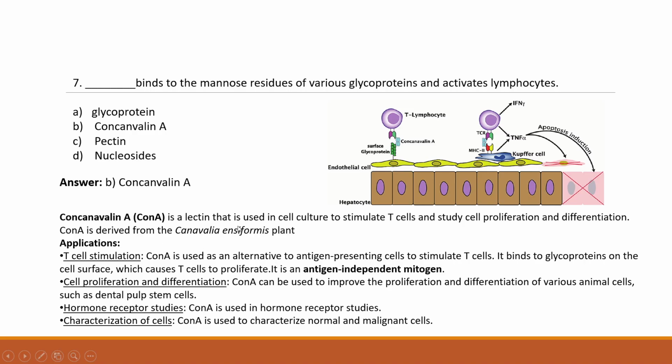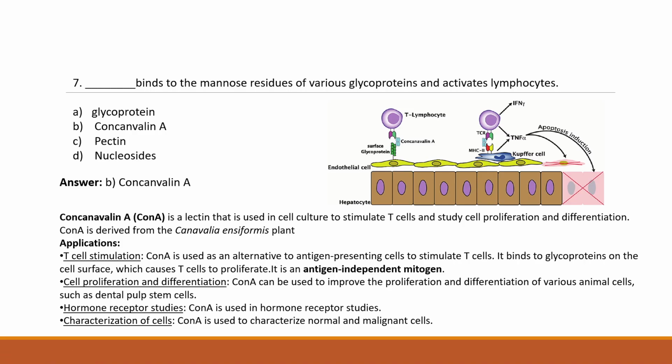So concanavalin is a lectin that is used in cell culture to stimulate the T cells and study cell proliferation and differentiation. So Con A, that is concanavalin A, is derived from a plant called Canavalia ensiformis. Okay, this is the scientific name of the plant. So what does this do actually?